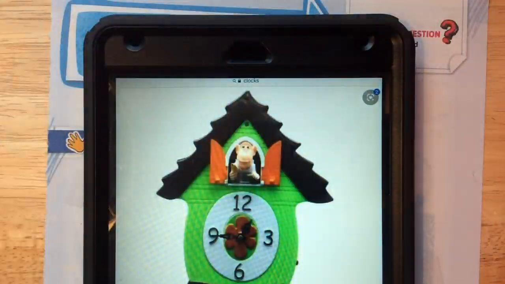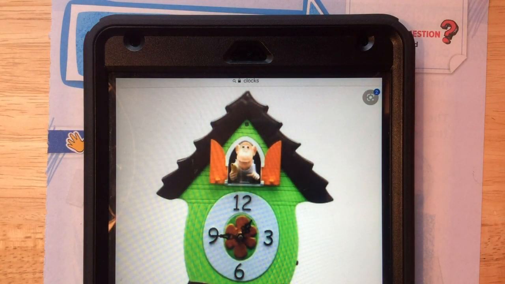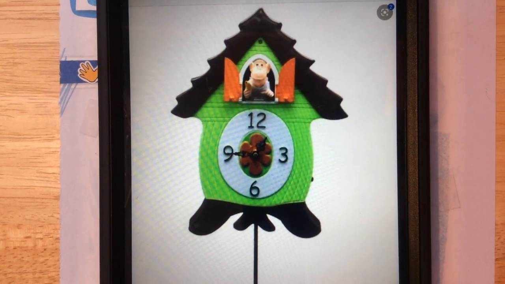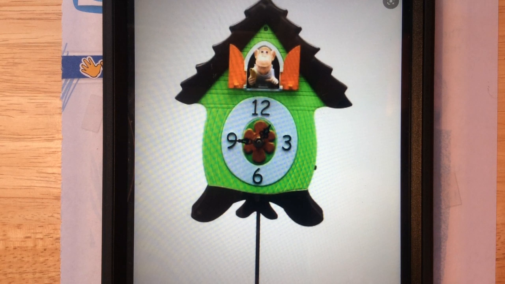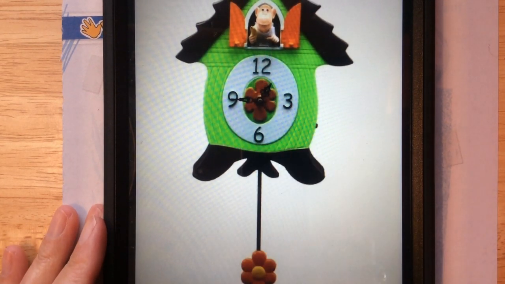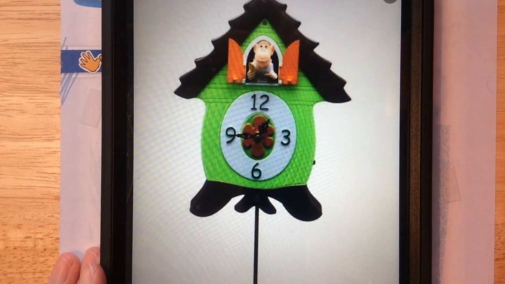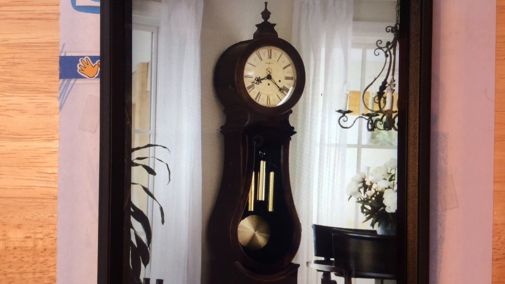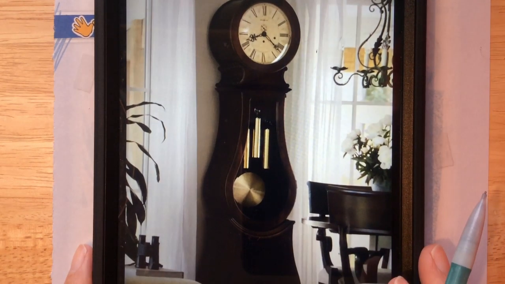The next thing I want to do is show you some different kinds of clocks to go with our telling time chapter. This is an example of a cuckoo clock. Now a cuckoo clock usually has a little bird coming out. This one has a little funny character. This kind of clock is called a grandfather clock. They are beautiful clocks.